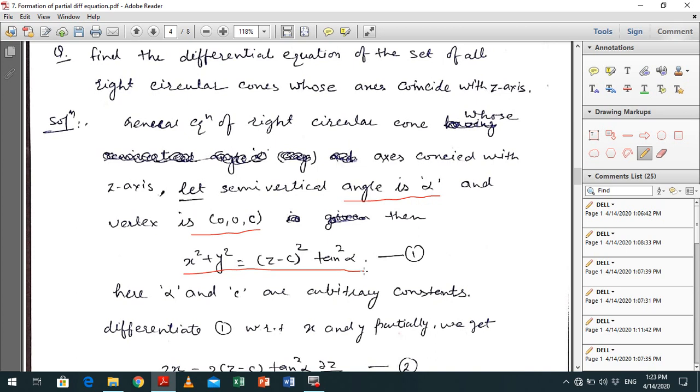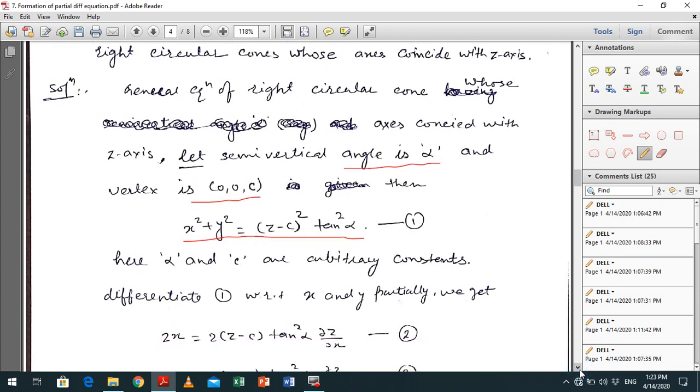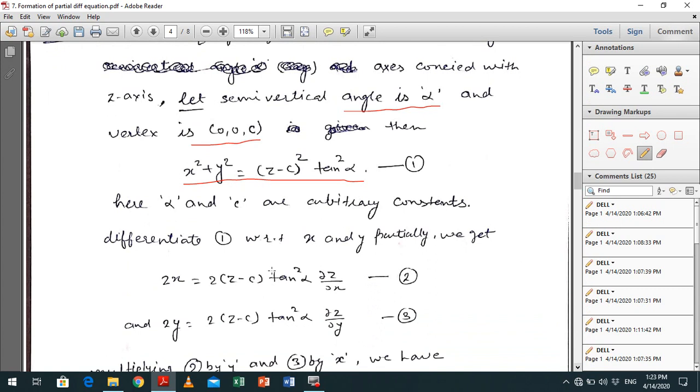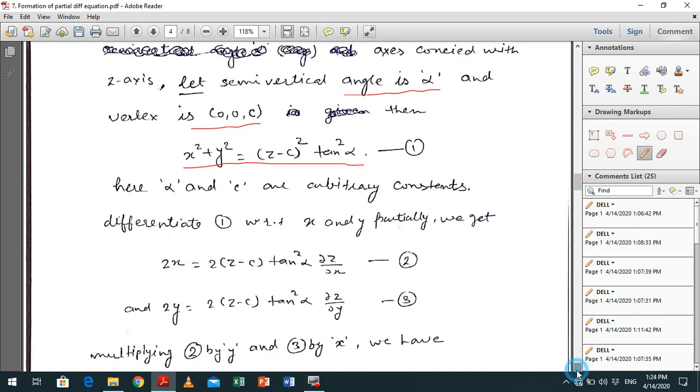Here c and alpha are arbitrary constants, and to eliminate c and alpha, we have to differentiate this equation with respect to x and y. So when we differentiate it with respect to x, we get 2x equals 2 z minus c tan square alpha del z upon del x. Similarly, when we differentiate 1 with respect to y, we get 2y equals twice z minus c tan square alpha del z upon del y.